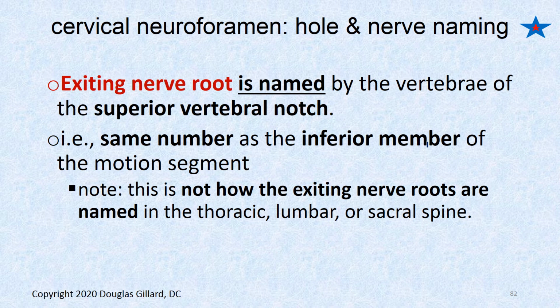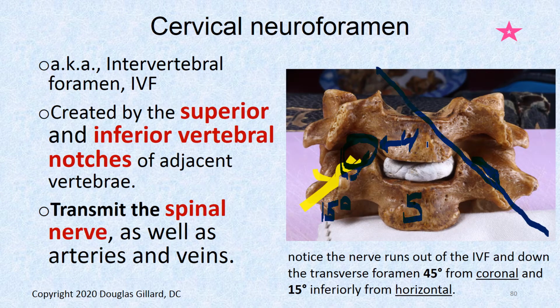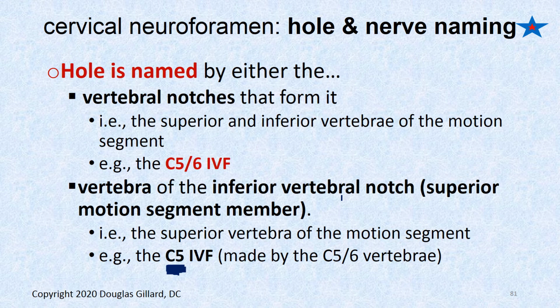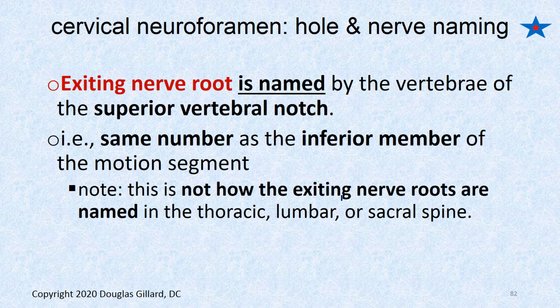The exiting nerve root is named, we said, according to the vertebra below. So this nerve root, let's go back to this one. Let me clear this off a little bit. Get kind of messy. So this nerve root, how would you name this root coming out right here, if this was C4 and this was C5? Great, that would be C5. Okay, and that was the point of that slide.